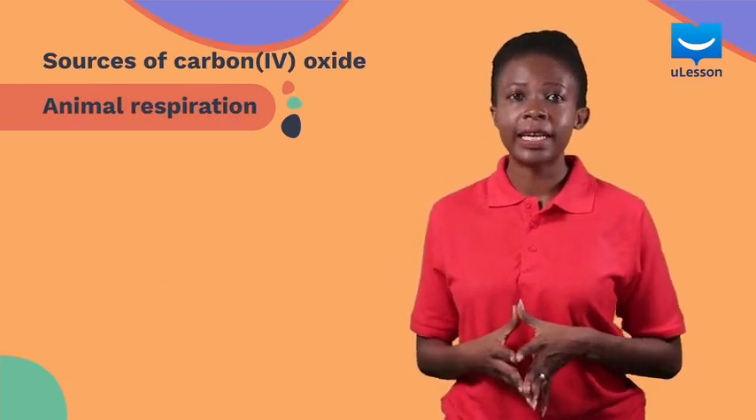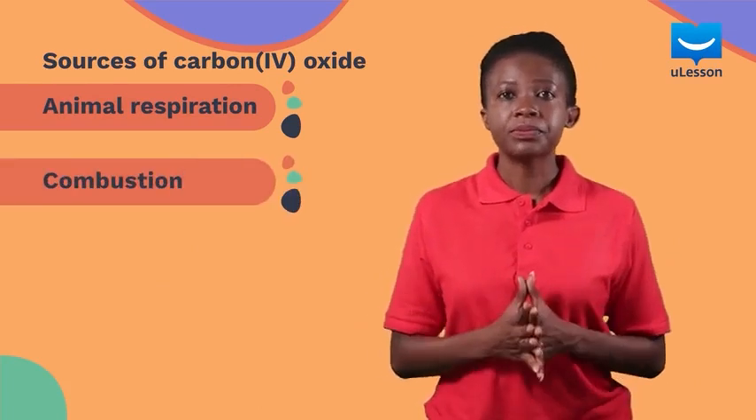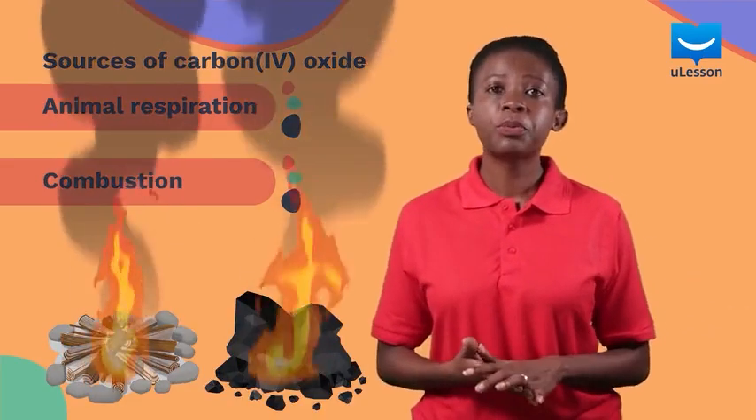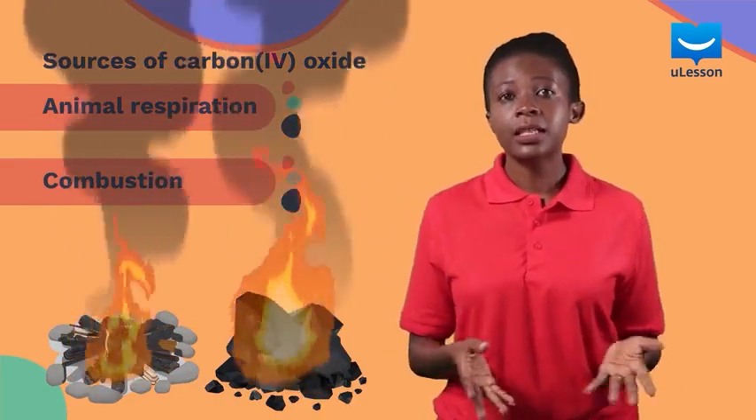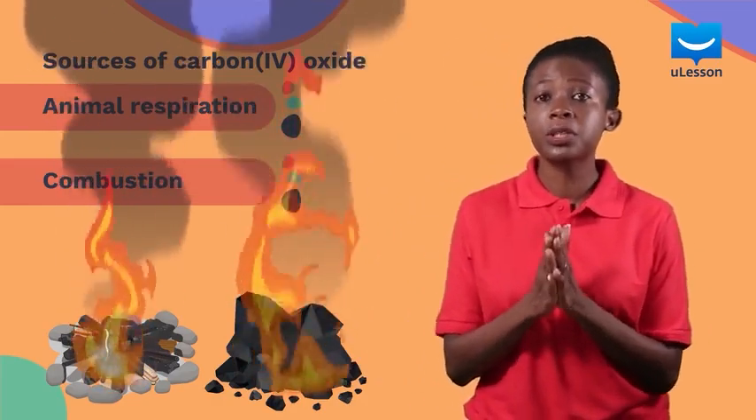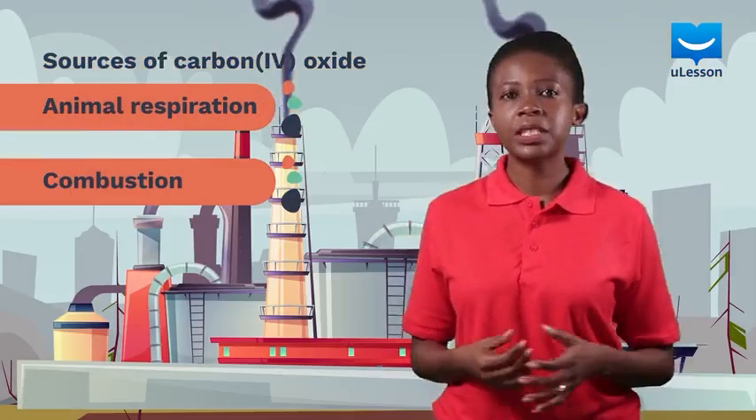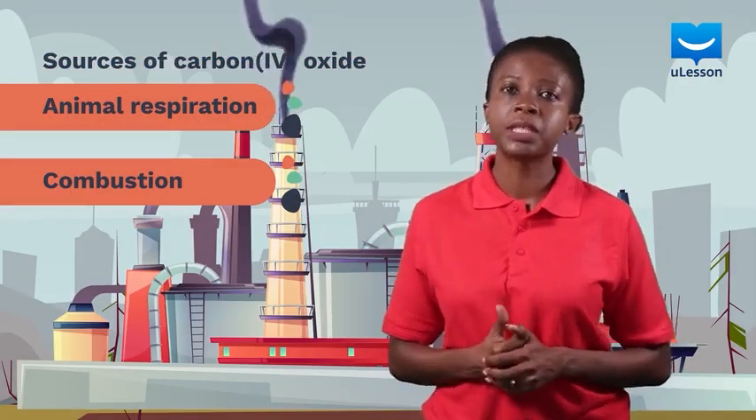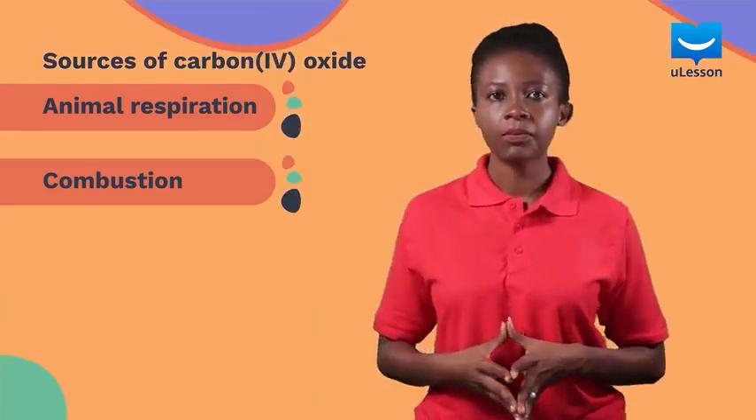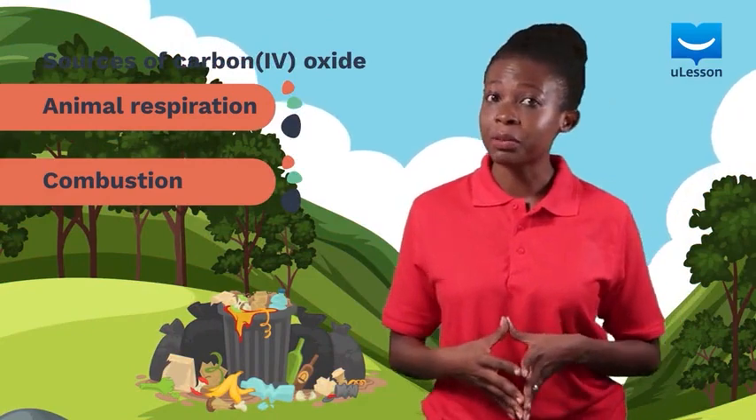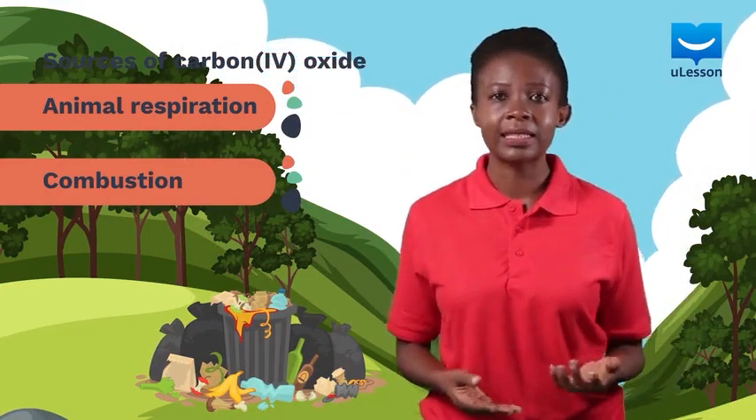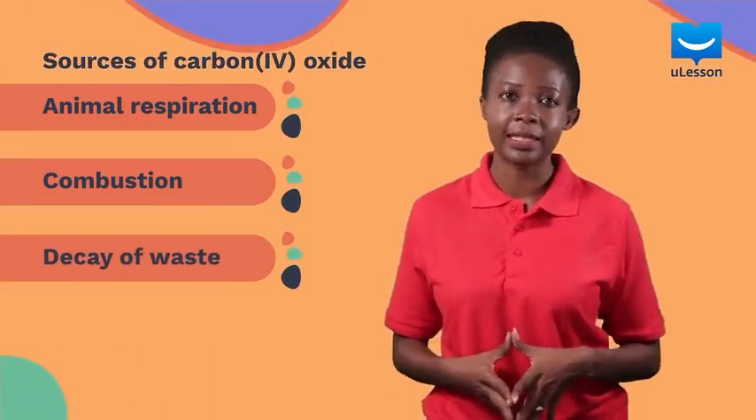Another source of carbon dioxide in the air is combustion. When we burn wood, charcoal, petrol, cooking gas, plastics, and other waste, we produce a lot of carbon dioxide. This is because all these products contain carbon, and the carbon combines with oxygen to produce carbon dioxide. Many factories and power plants also use combustion to produce energy, and this combustion also produces a lot of carbon dioxide. Waste and refuse do not have to burn before they release carbon dioxide. As they decay, they release a lot of gases, and carbon dioxide is one of these gases.